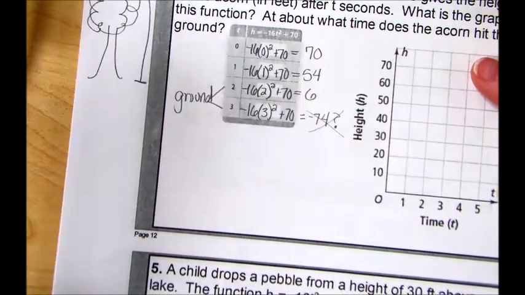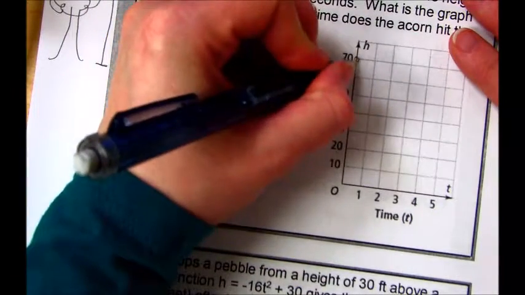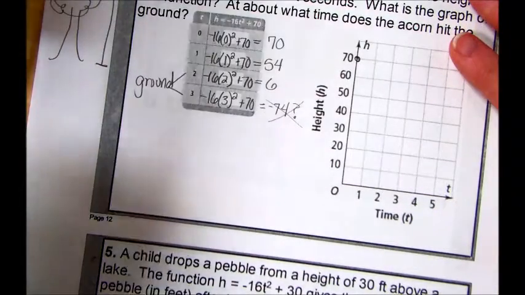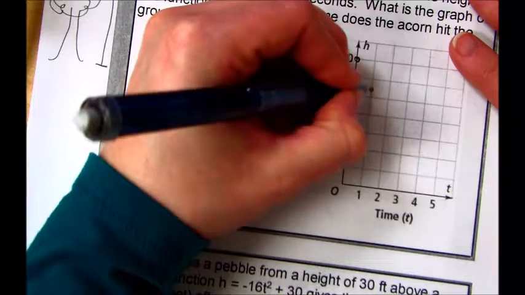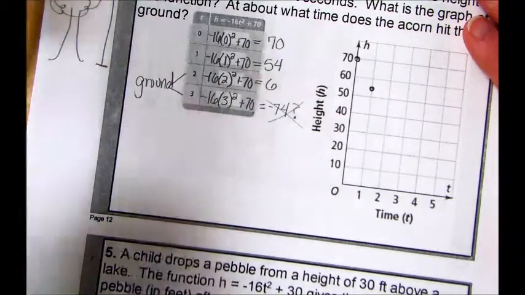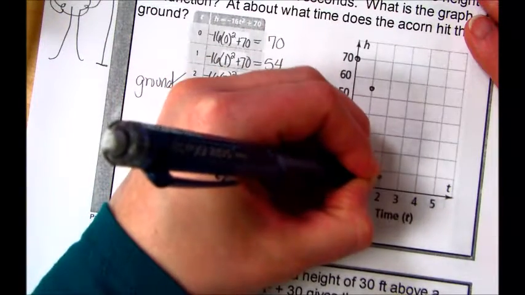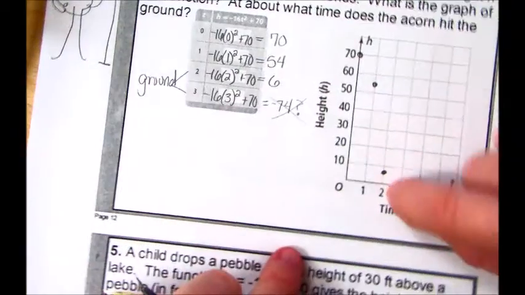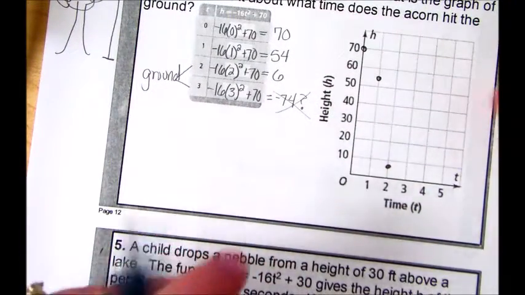Let's plot our points. So at 0, we're at 70. At 1, we are at 54. At 2, we're all the way down to 6. And at 3, we would be like down here at negative 74. So here's what we're going to do.